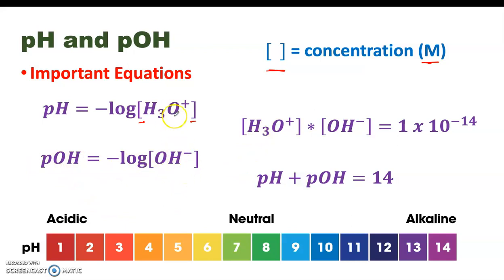Then how are these two related? Well, pH plus pOH equals 14. Or the H3O plus concentration times the OH minus concentration is equal to 1 times 10 to the minus 14. So if you know either pH or pOH, it's always possible to get the other one by just rearranging this equation, doing 14 minus the one that you know to get the one that you don't know.